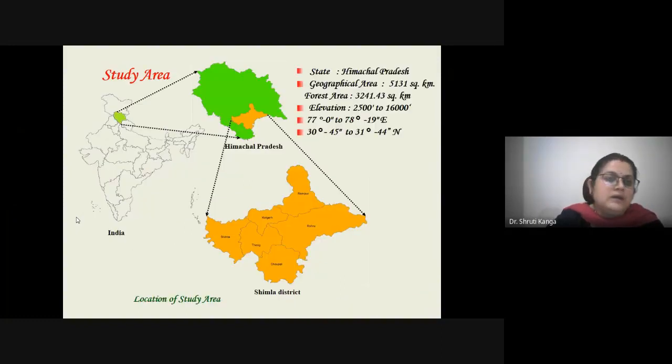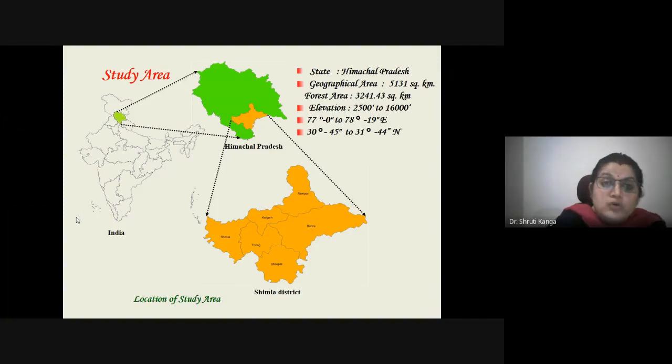Then we took up a case study of Shimla district of Himachal Pradesh. As I have told you, Himalayan forests are very prone to fire due to the existence of pine forests. This case study is my own research during my PhD. We have done a lot of research on forest fire, starting from risk zonation mapping, and then also simulation mapping.